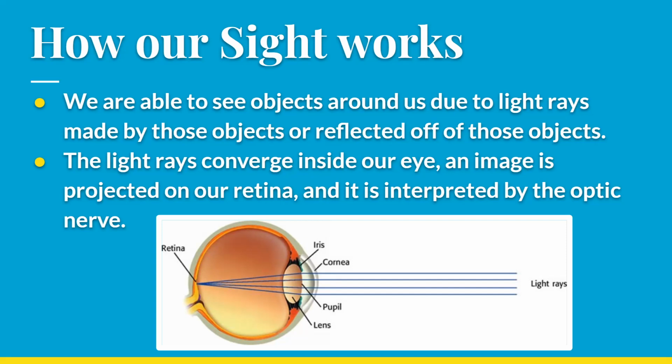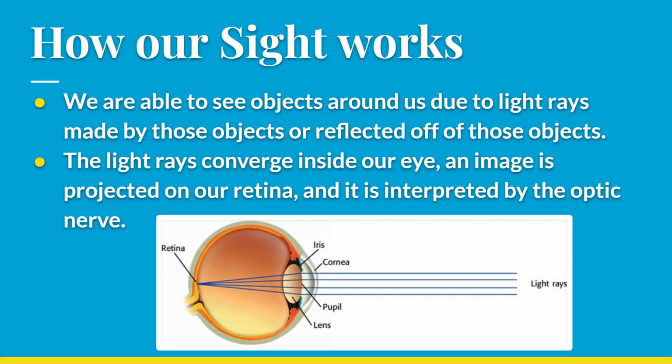So let's start by talking about how our sight works. We've mentioned this already. We are able to see objects around us due to light rays that are made by those objects or reflected off those objects. I talked about that the other day, those illuminated versus luminous objects. Some of these objects make their own light, some reflect light, but in the end, the way that we perceive them and see the world around us is due to these light rays leaving these objects and making their way to our eye.